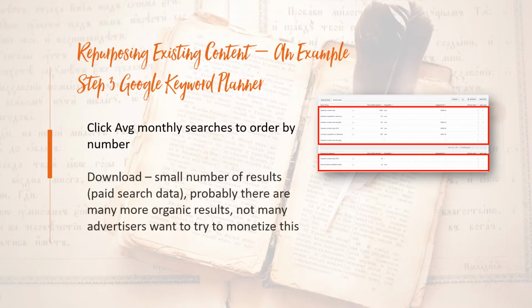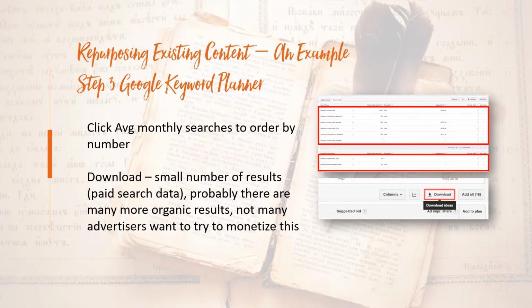I then click download, and in this case it was an unusually small number of results, one of the smallest I've ever seen, probably because there are not many people paying for this. So just let me explain that. This Google Keyword Planner tool used to be about all searches, organic and paid. Then a few years back, Google changed it so it's only about paid search data. So the reason why there's not many searches here is I suspect that not many advertisers want to monetize this, although I did think of one as I mentioned. Anyhow, click download and then click save.